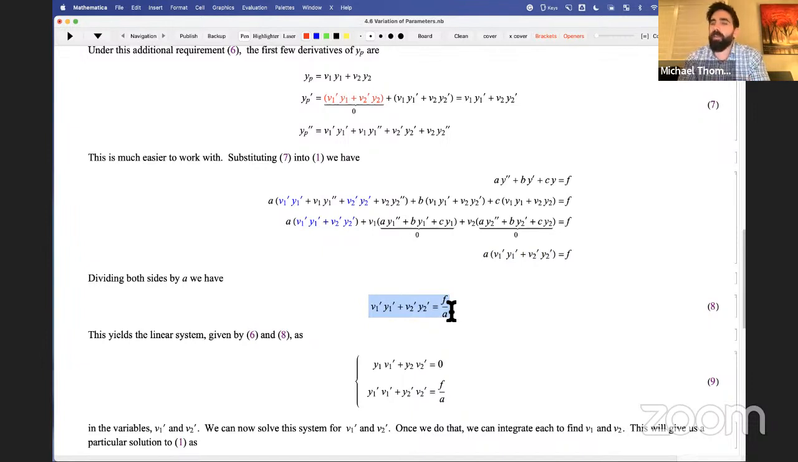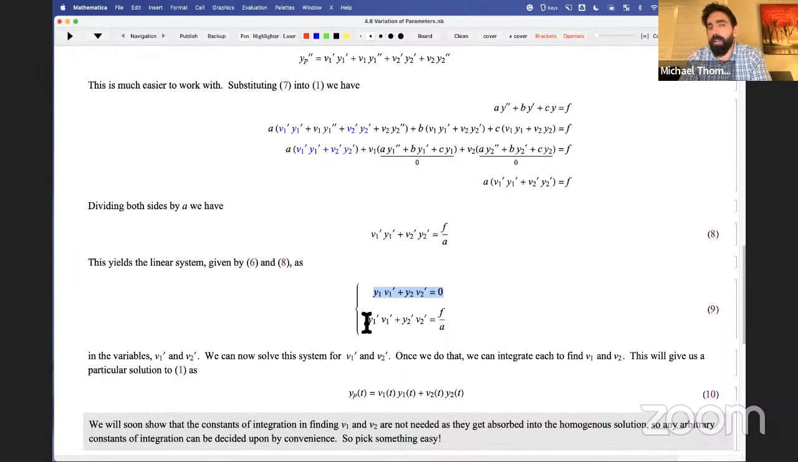So now we have our two requirements. This was our arbitrary requirement to simplify our work, and this is the requirement that came from plugging the derivatives into the differential equation. All right, so we have two variables: a v1 prime and a v2 prime. The y1 and the y2 are known. Those were given at the very beginning. Those were the linearly independent solutions to the homogeneous equation.